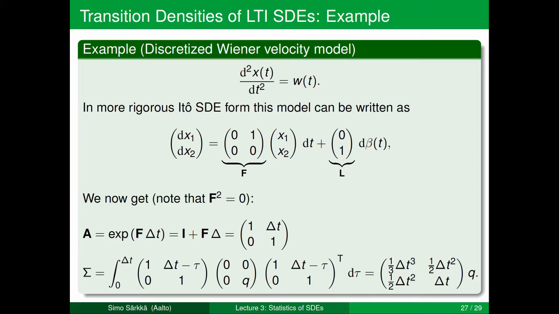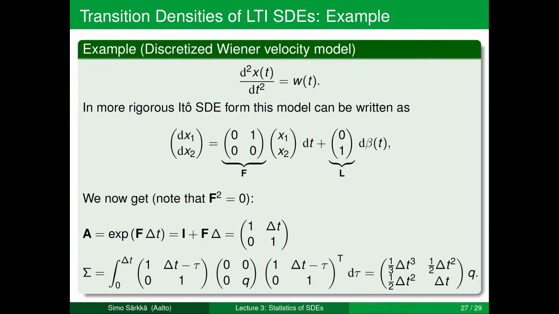The A matrix is simple because it turns out that the second power of the matrix F is 0. So we can write down the matrix exponential in closed form just by using the first two terms in its Taylor series. And the Sigma matrix turns out to have this kind of form. Actually, we could also compute the Sigma matrix quite easily using matrix fractions. In that case, we wouldn't need to integrate anything, but we could numerically just use MATLAB's matrix exponentiation routine to compute it.